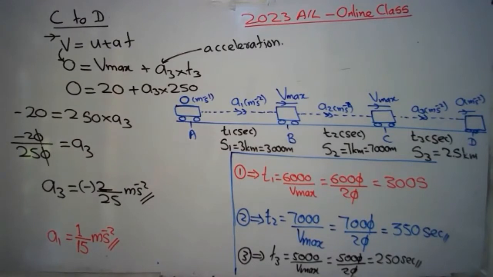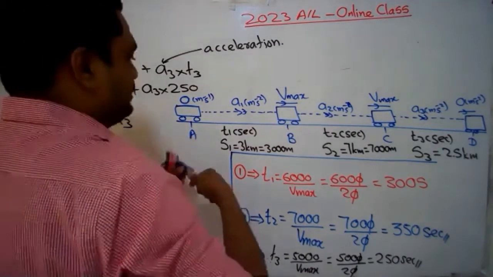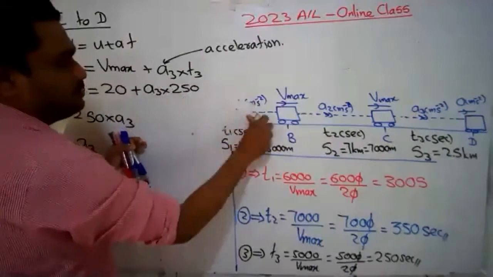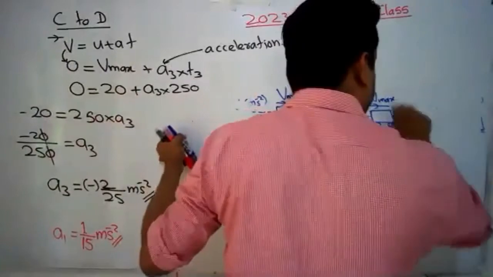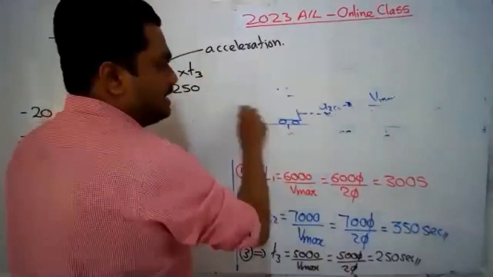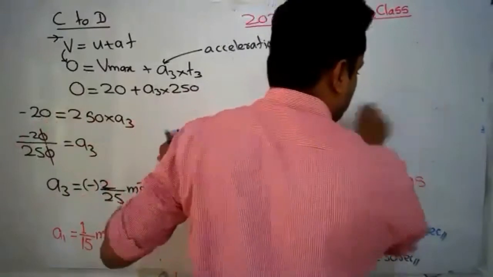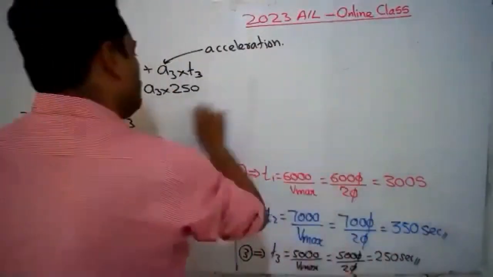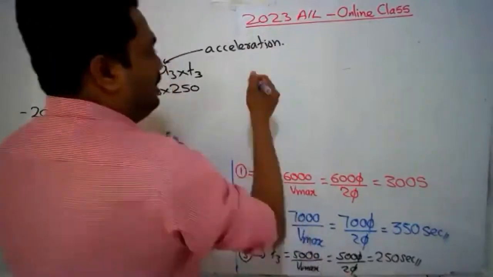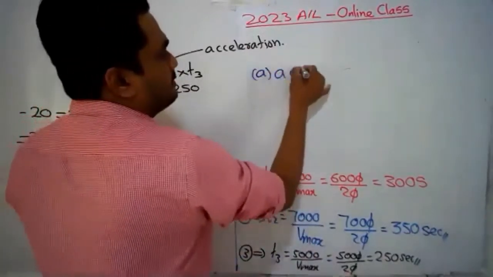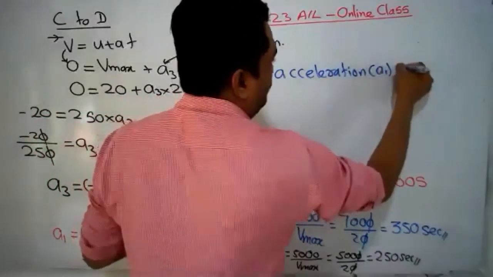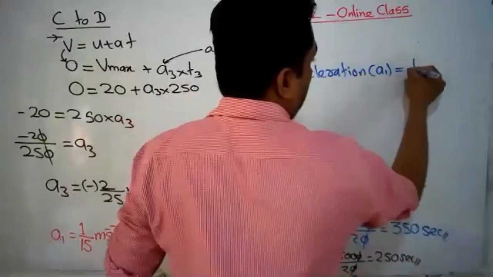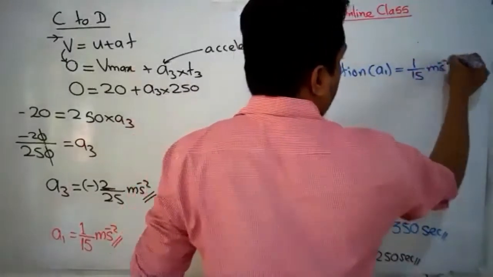Right, let's write the final answers. Question number 4, they have asked 3 questions. Let's write the answers for the 3 questions separately. Look at board. First, they ask us to find acceleration. So acceleration is A1. We have found it as 1 over 15 meter per square seconds.